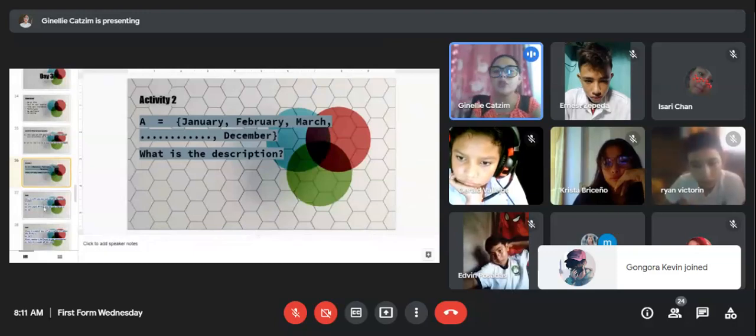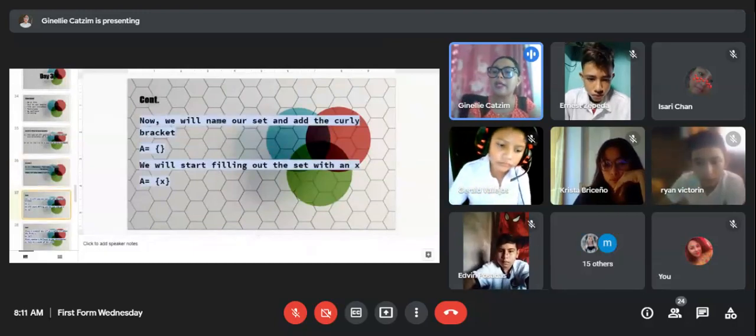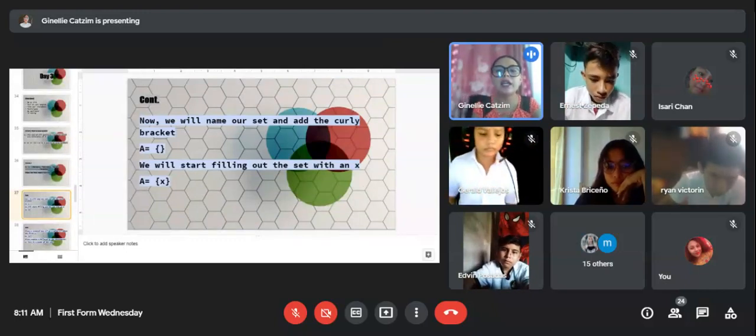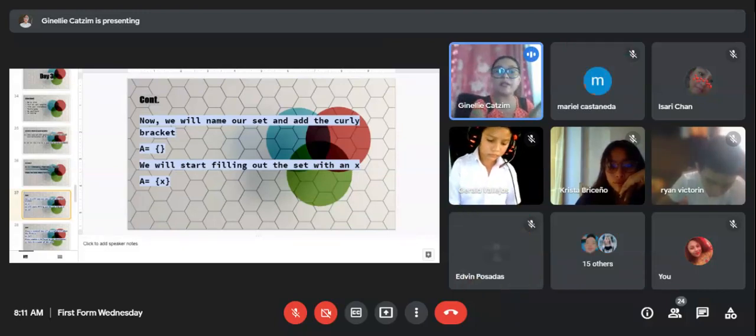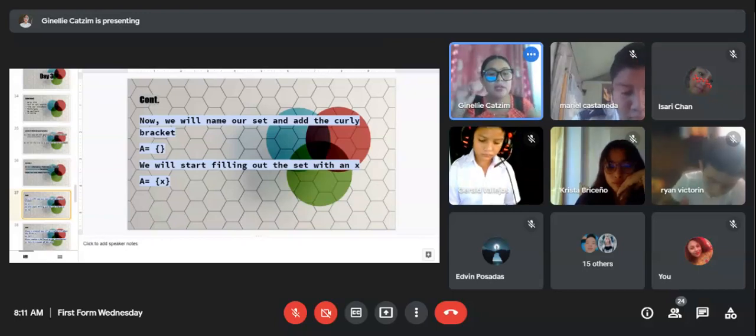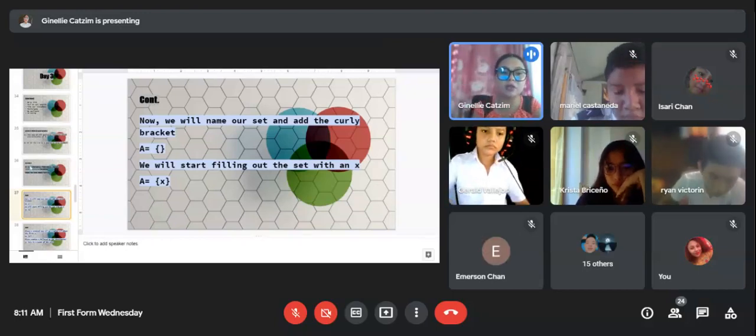So what will we do next? We will name our set. We will name our set and add the curly bracket, right? So this is what you should have. A equals, I'll write the curly bracket. We are naming this. You could name the set anything. If you wanted to name it B, C, D, E, you could name your set, right? Because this set is different from the set we have first.